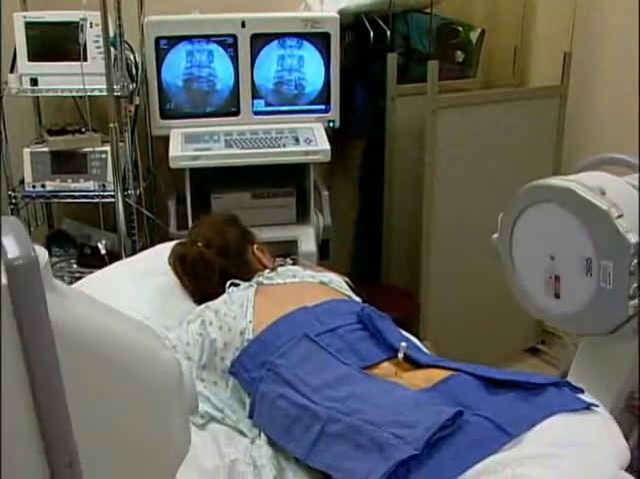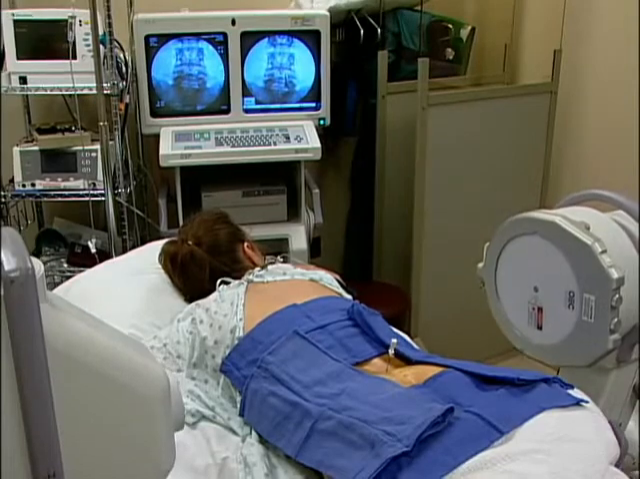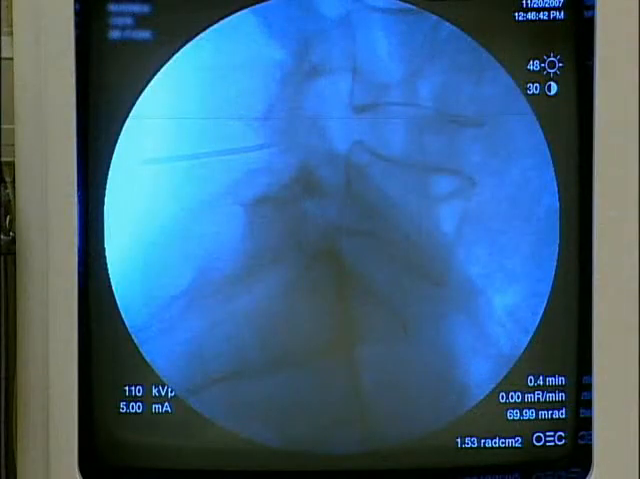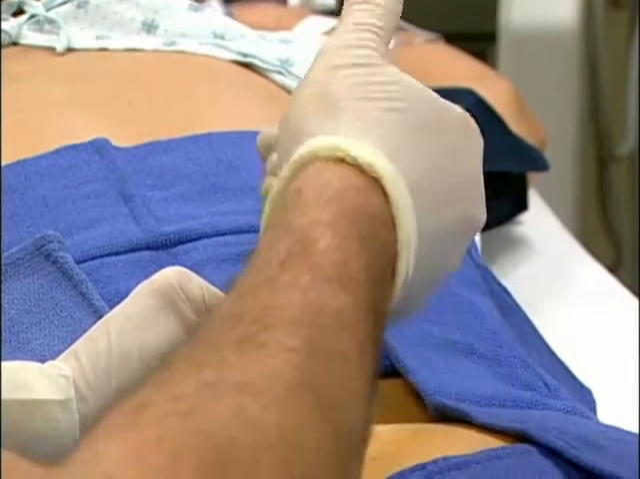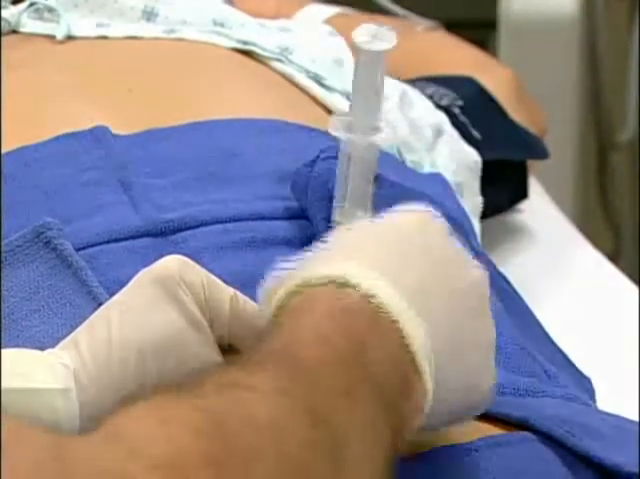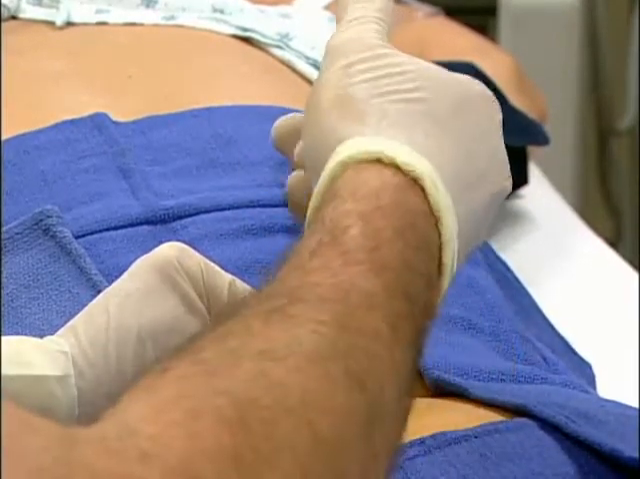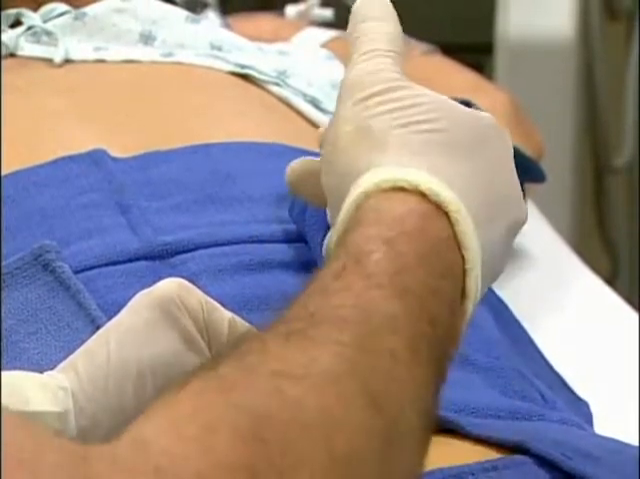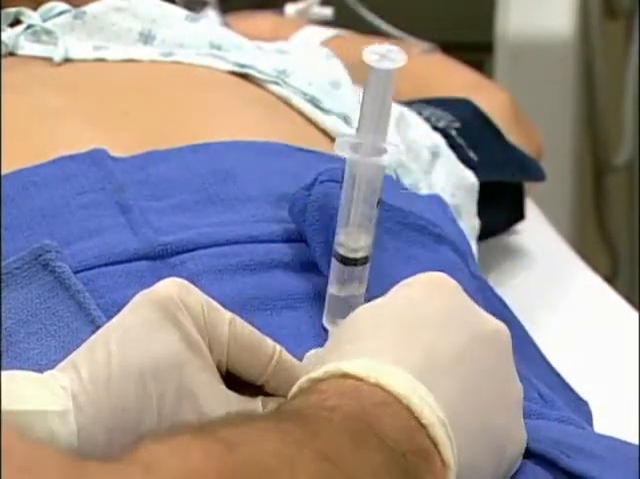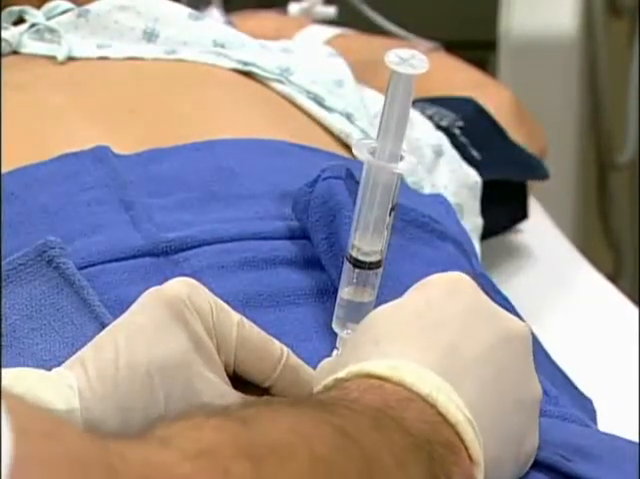At this time, reposition the C-arm in the lateral projection to view the depth of the TUI needle. Using the loss of resistance technique, advance the TUI needle into the epidural space. When performing the loss of resistance technique, rest one hand on the patient to secure the TUI needle and use the other hand to advance the TUI needle slowly and gently, intermittently applying pressure to the syringe until loss of resistance has been achieved.